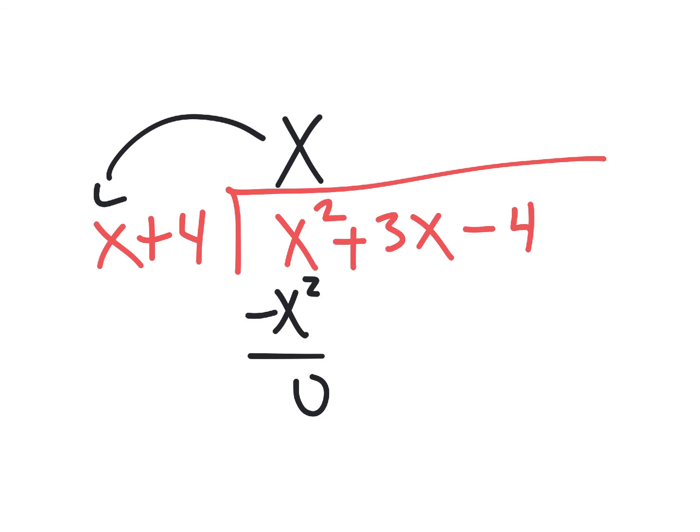Am I doing something wrong here? Tell me if I'm doing something wrong. And then opposite, opposite. Is that right? 3 times the x is 3x. 3 times the 4 is 12. So I think I did it right. Okay, and then these two cancel, and I just have negative 12 left.